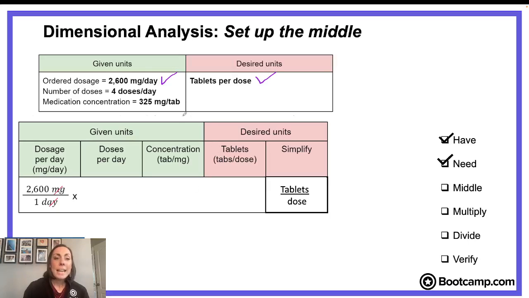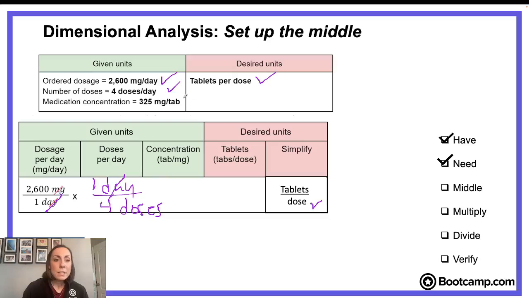All right, so I've already put in my 2,600 milligrams a day, my tablets per dose. So next I can take any of these and I'll take my 4 doses per day, and I'm gonna put my 1 day on top and 4 doses down here at the bottom. The reason being is that this will allow my days to cross off because I'm trying to get to tablets per dose, so I need to get rid of day. So now this leaves me with doses at the bottom, which is what I need.